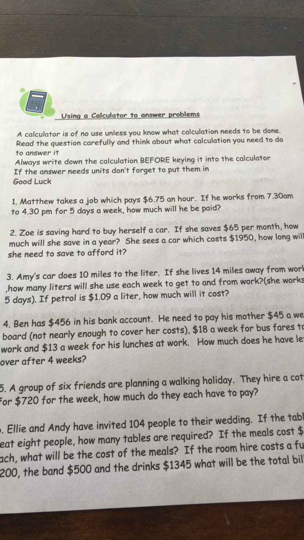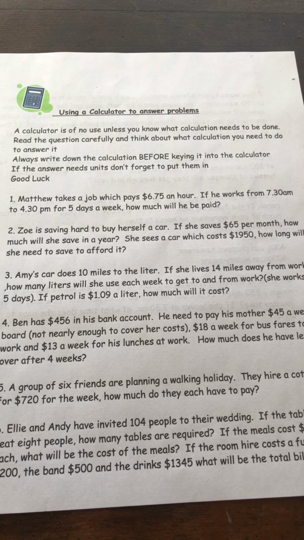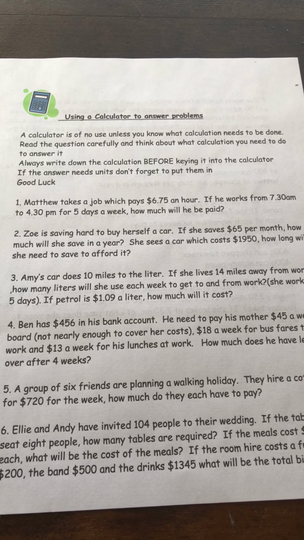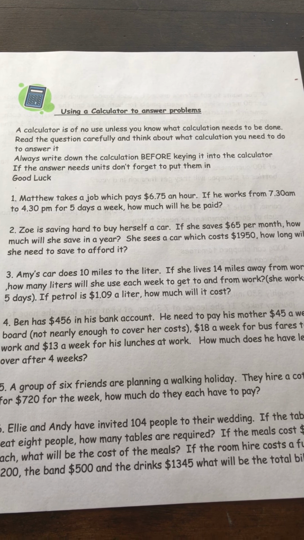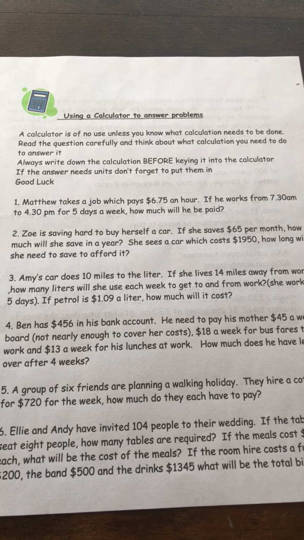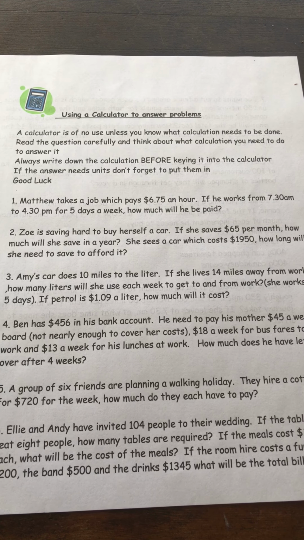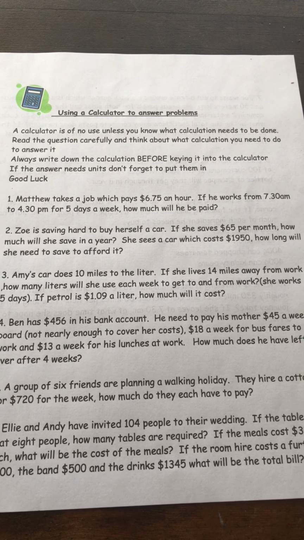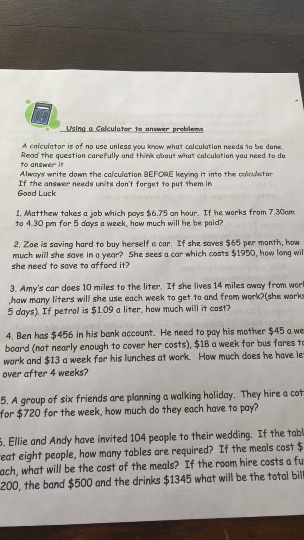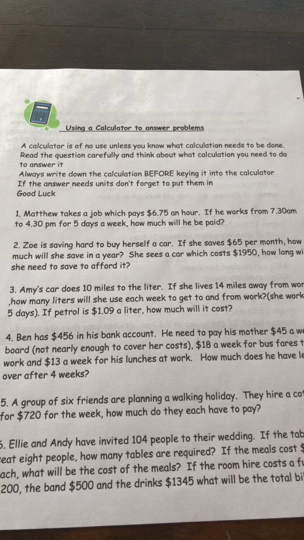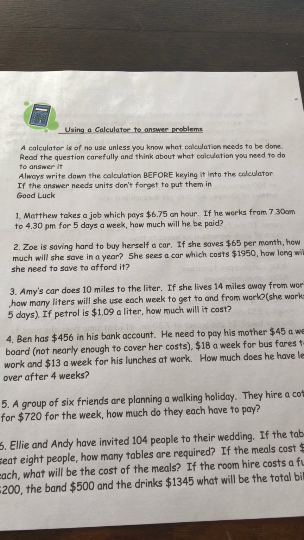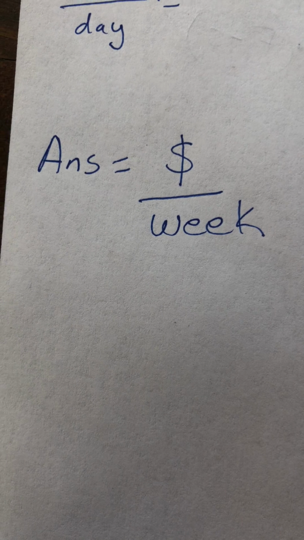When you look at a problem, the first thing you want to ask yourself is, what are they looking for here? The first question is, Matthew takes a job which pays $6.75 an hour. If he works from 7:30 a.m. to 4:30 p.m. for 5 days a week, how much will he be paid? So what they're looking for is how much money Matthew will make in 1 week. The answer we're looking for is in dollars per week.